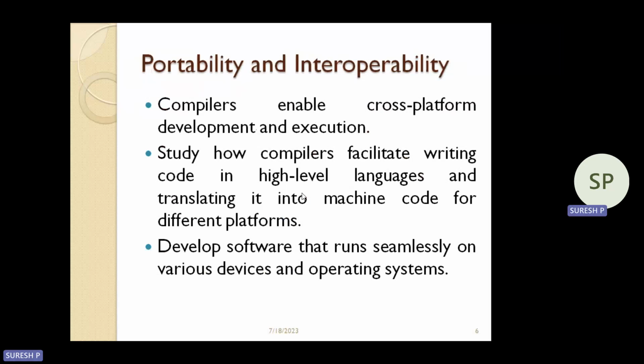So basically, this is about developing software that runs seamlessly on various devices and operating systems. If you go with real-time operating systems, there are a number of systems which you are going to build. The hardware should not stop working when you execute on one platform and deploy on other hardware. That should work properly. That is where the portability and interoperability questions come into the picture.